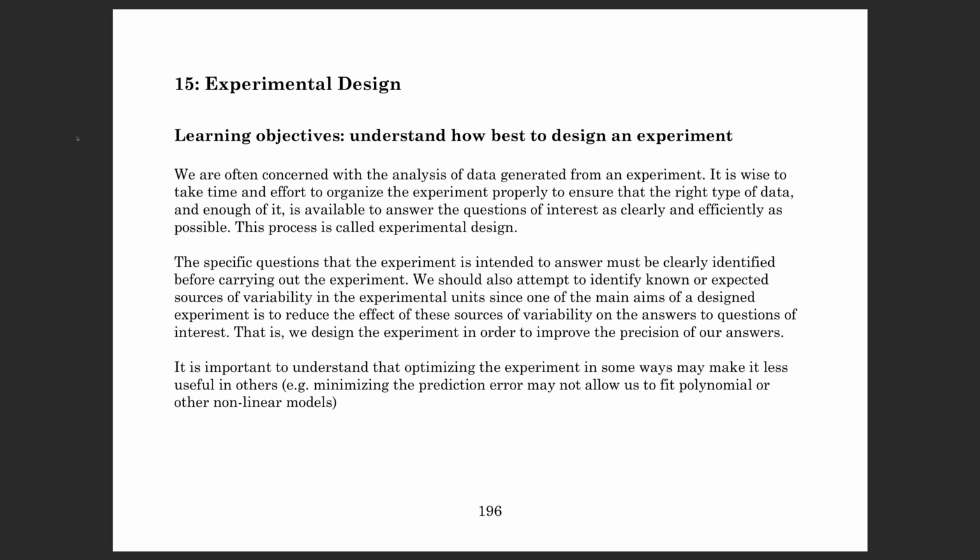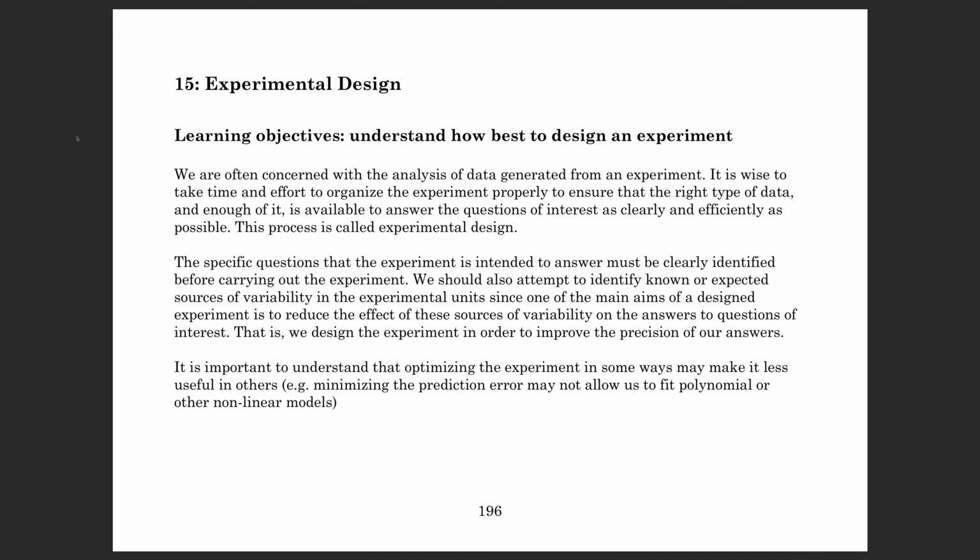So that means that the specific questions that the experiment is intended to answer must be clearly identified before carrying out the experiment. We should also attempt to identify known or expected sources of variability in the experimental units, since one of the main aims of a designed experiment is to reduce the effect of these sources of variability on the answers to questions of interest. That is, we design the experiment in order to improve the precision of our answers.